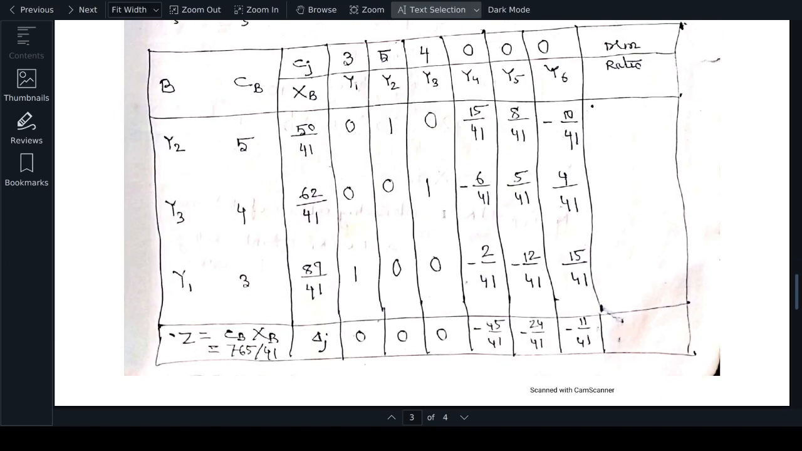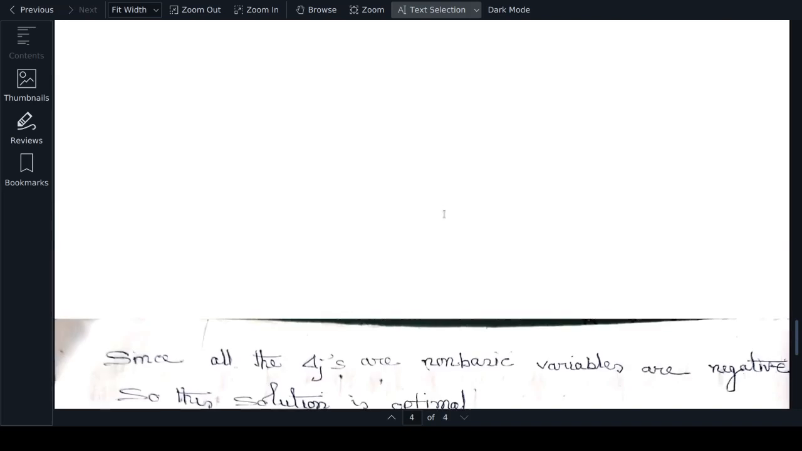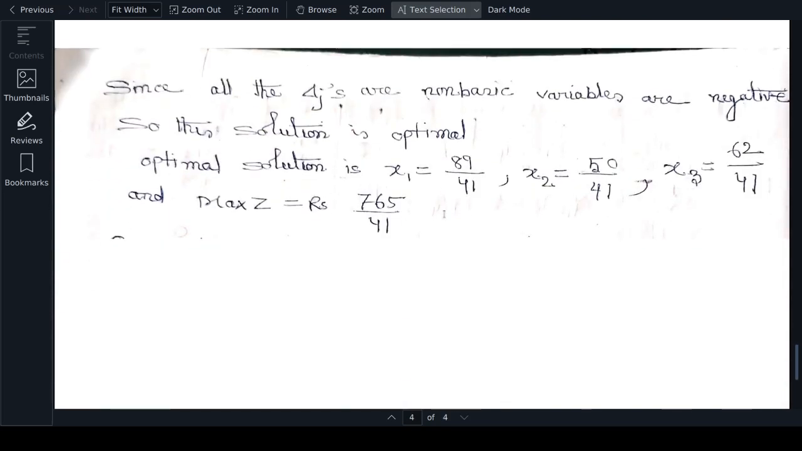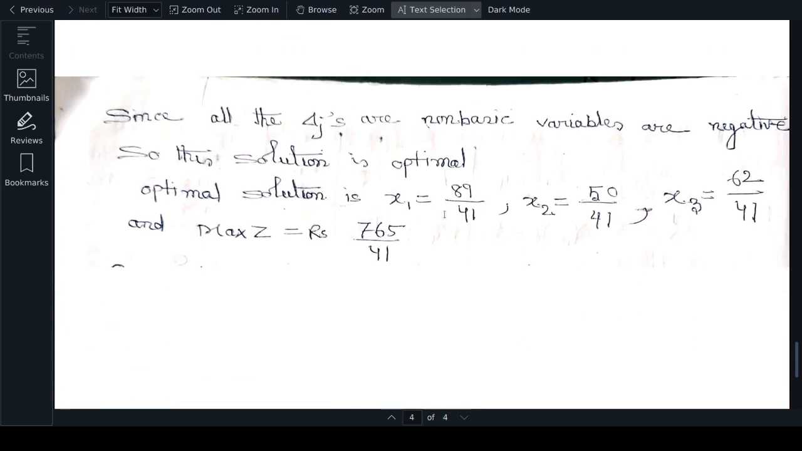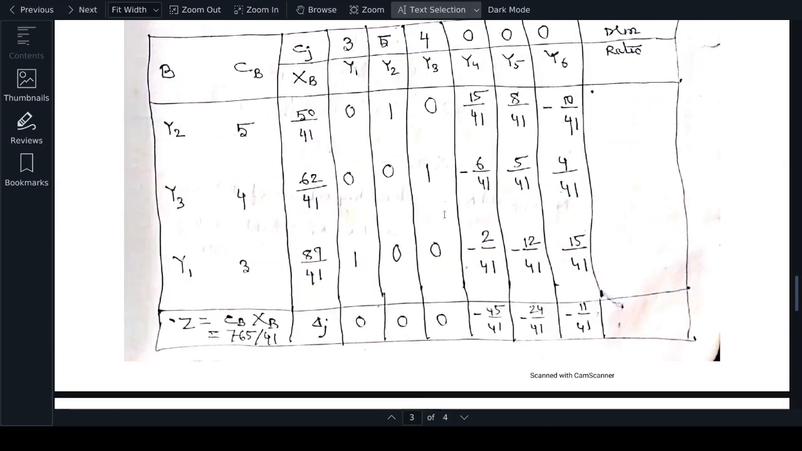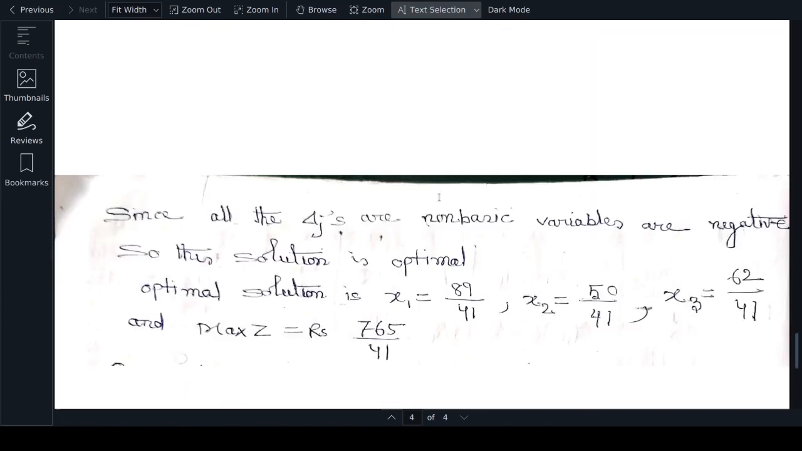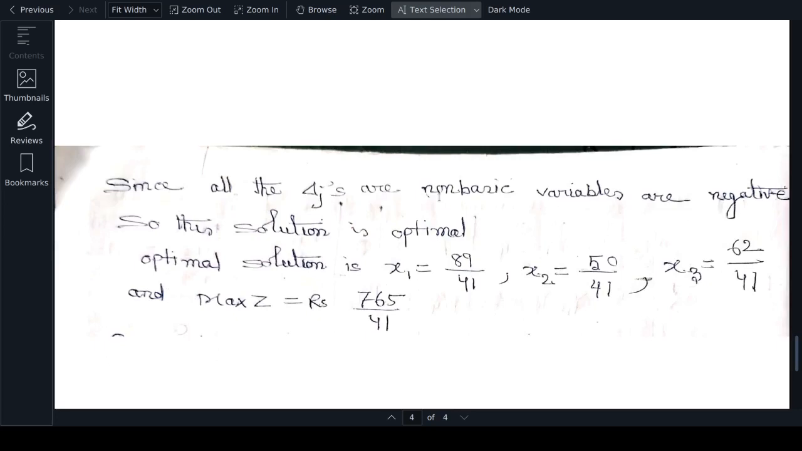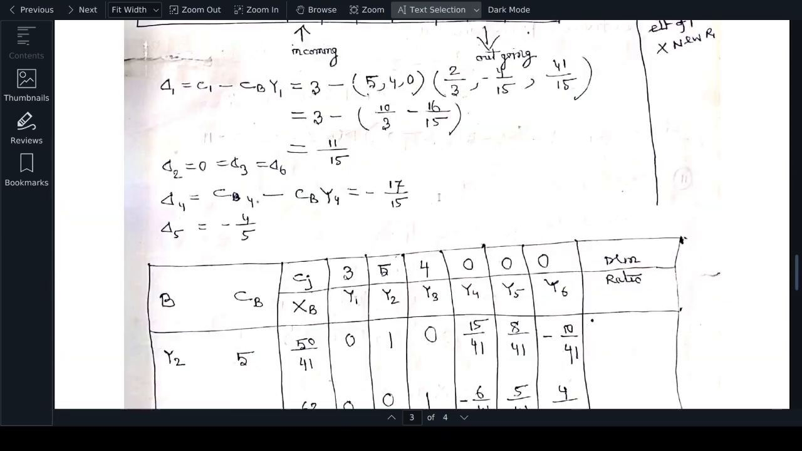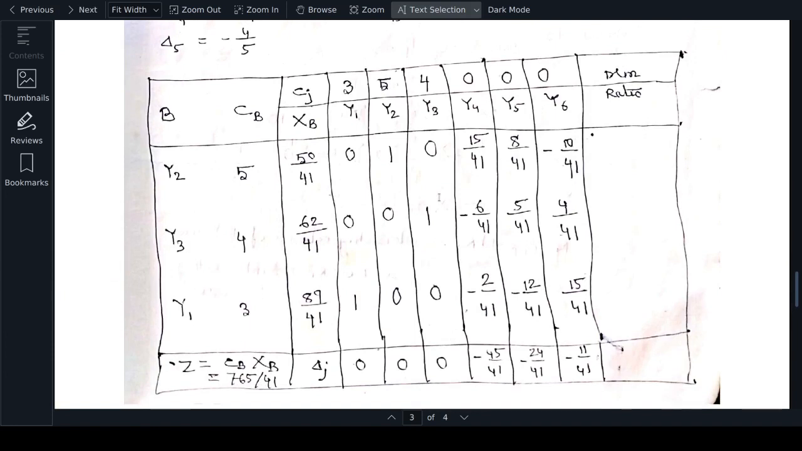Here you see all delta j of the non-basic variables are negative, so this gives us an optimal solution. What will the optimal solution be? Our original variables are x1, x2, x3. So y1 is called x1, y2 is called x2, y3 is called x3. What is the value of x1? x1 equals 89 by 41.